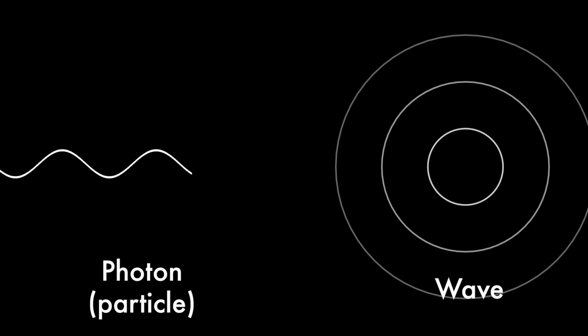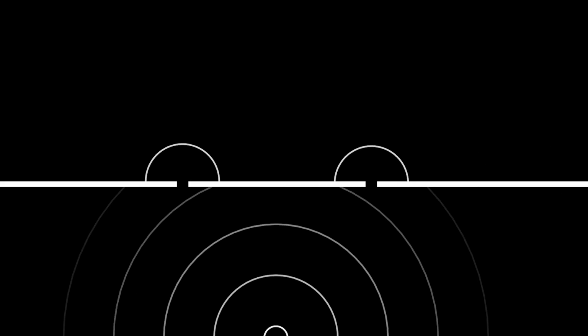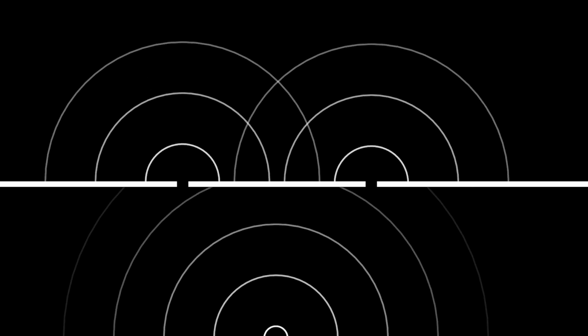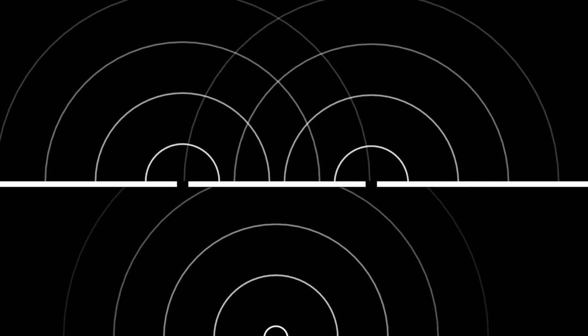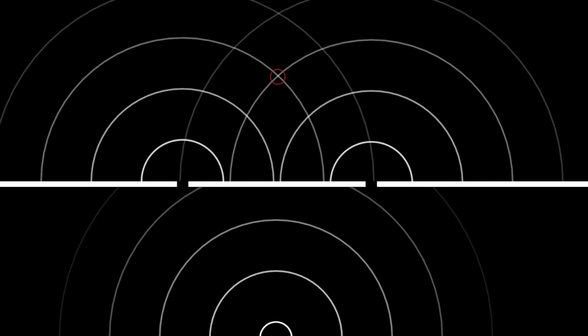Light can behave as both a massless particle called a photon and a wave. Waves diffract. When they pass through small openings, they spread out after they pass through. Two waves can also interfere with one another. If the waves are in sync, they add together to become stronger, and if they're out of sync, they cancel each other out. This classic double slit experiment demonstrates how light acts as a wave.